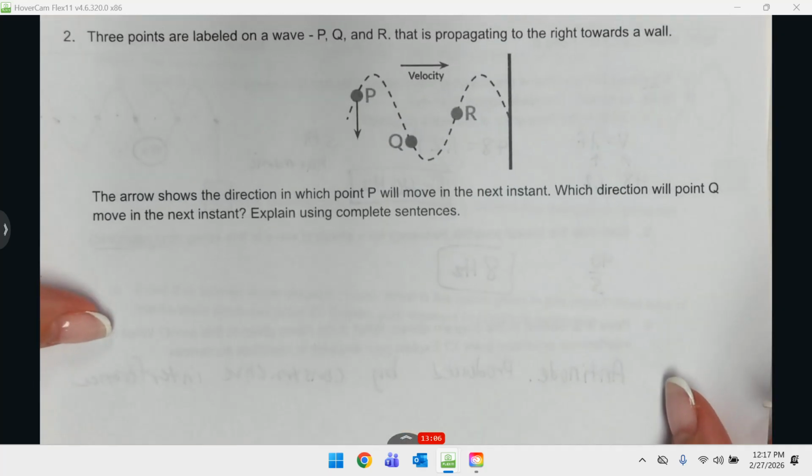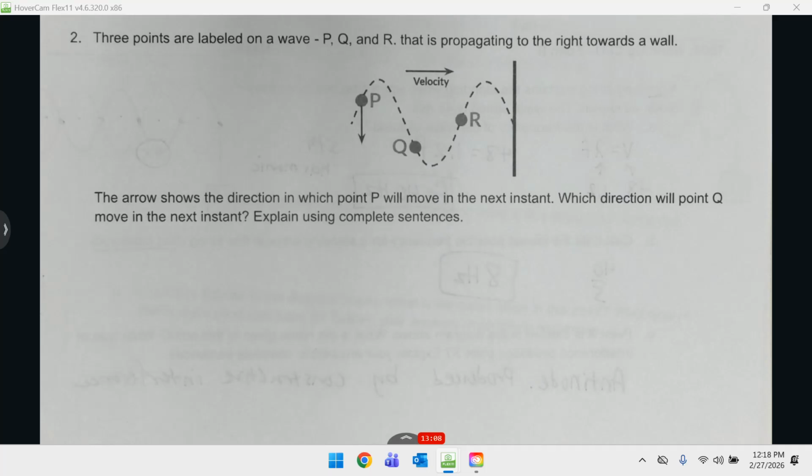All right, this is the back of Form B. It says, 3 points are labeled on a wave, P, Q, and R, that is propagating to the right towards a wall.